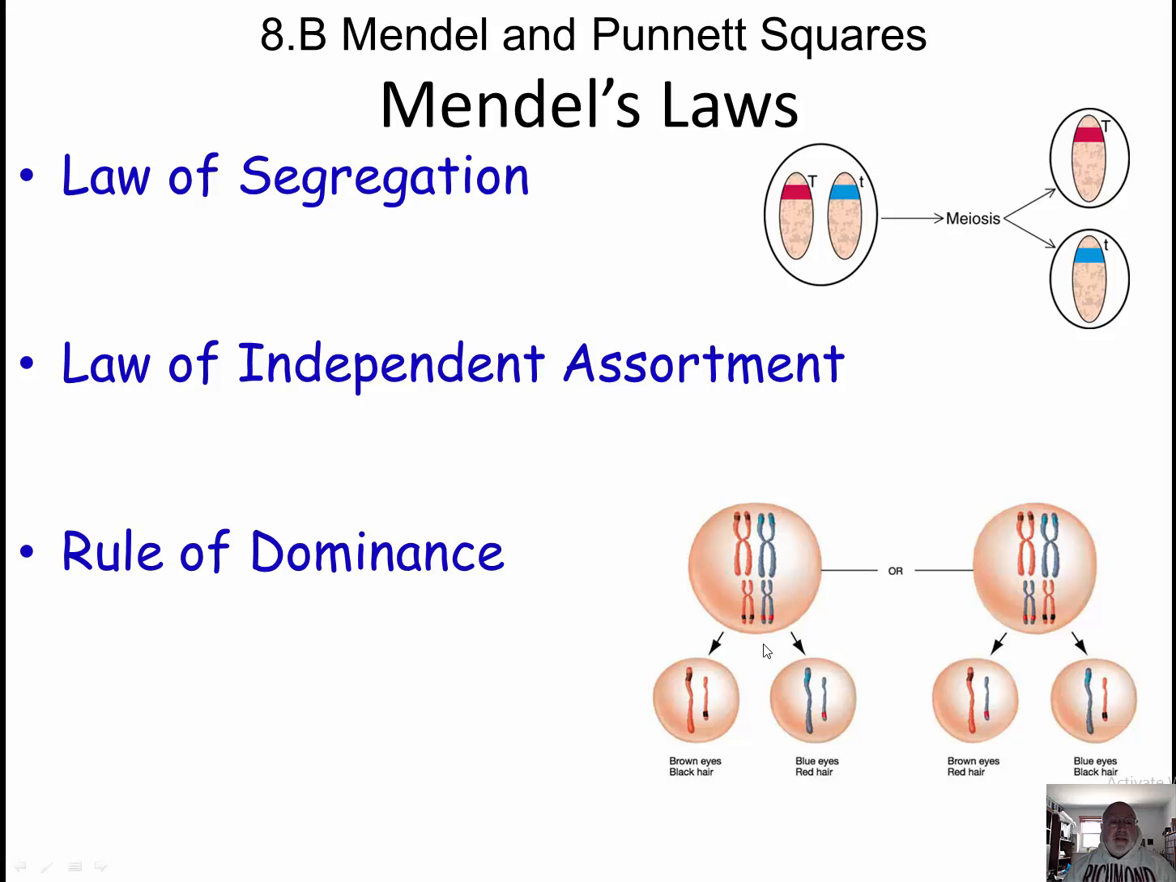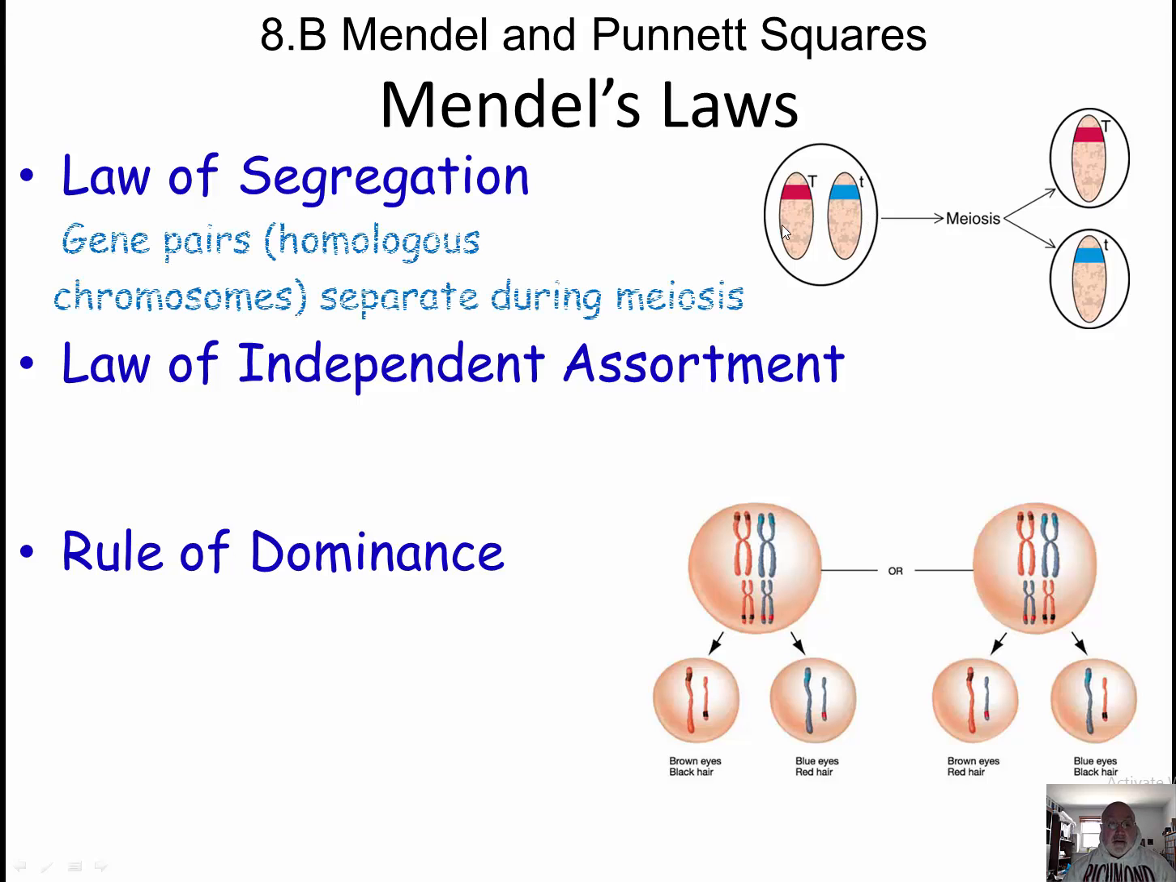Okay, Mendel comes up with 3 laws. First one's called the law of segregation. Basically, you have these sister chromatids, homologous chromosomes, with 2 different alleles, 2 different genes that code for a different thing. They're called alleles. We have a dominant one and a recessive one, and they separate through meiosis.